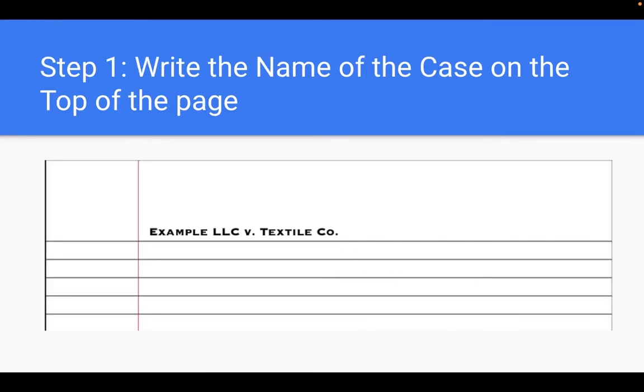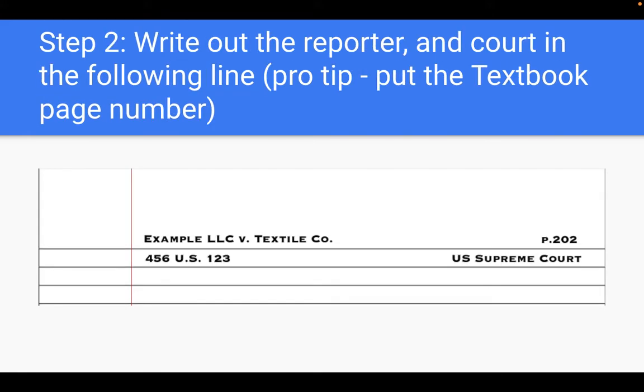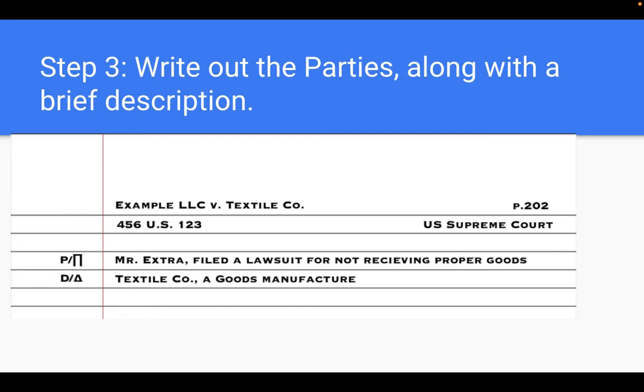So the first step of making a case brief is to write the name of the case on the top of the page so that it's easy for you to reference it. Next, you're going to want to put the reporter down, and you're going to want to put the court, and I think it's a pro tip to put the textbook page number also on the page. And you can see how I formatted it out. You could format it a different way. This is the way that I like to do it. I found it worked out really well. Whenever the professors would ask me a question on it, I knew the answer instantly by looking at the page.